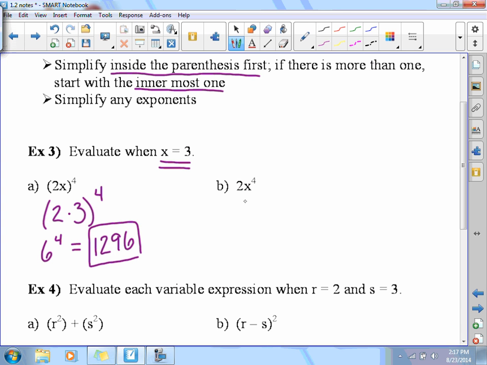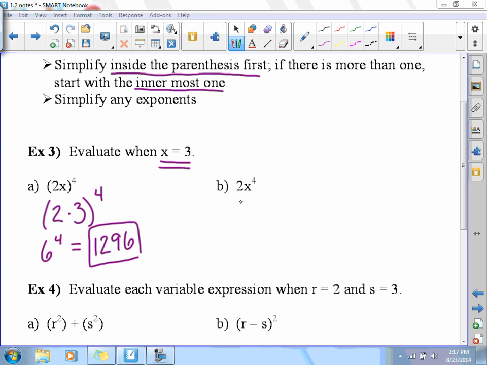Okay, now this next one looks really, really similar. Part B looks very similar to Part A, except there's no parentheses. So what we want to notice here is whether or not we get the same answer. Are we going to get 1296 or are we going to get something else? And I'm going to give you a little clue. Parentheses matter. Whether or not you have parentheses in an expression can completely change your answer.